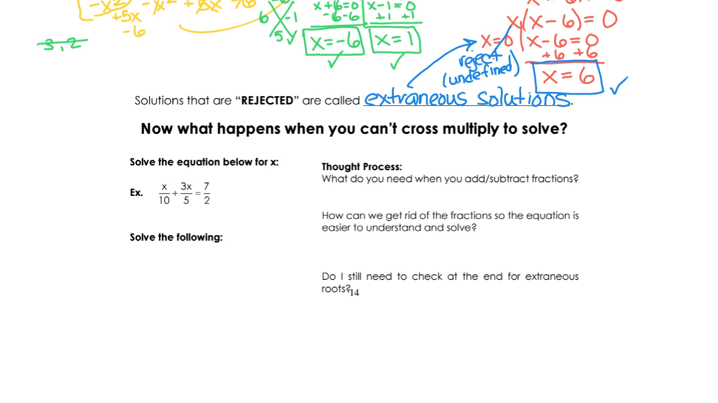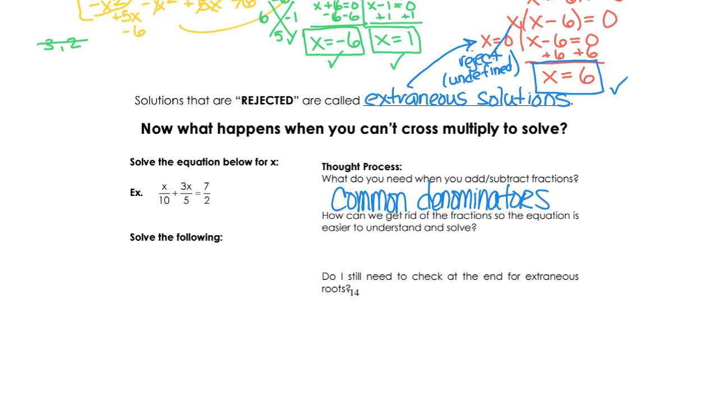So, thought process. What do you need when you add or subtract fractions? Common denominators, which means the denominators have to be exactly the same. And you do that by multiplying the top and the bottom by a certain number that would make the bottoms the same. How can we get rid of the fractions so the equation is easier to understand and solve?